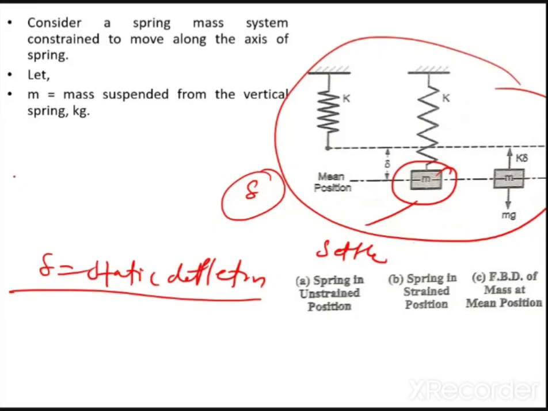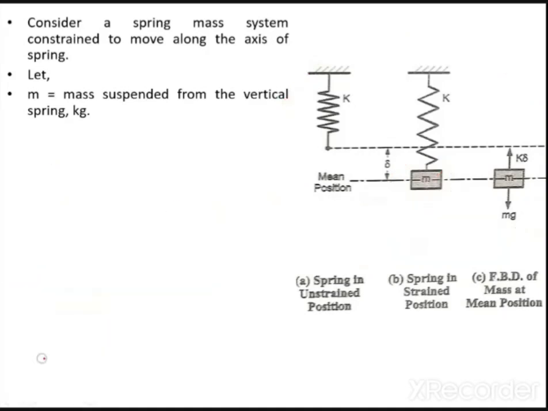So basically try to understand this. X is nothing but a displacement. It is a dynamic displacement, not a static one. It is a dynamic deflection. And this del is nothing but a static deflection. Okay, because there is no vibration. It has come down only because of its weight.